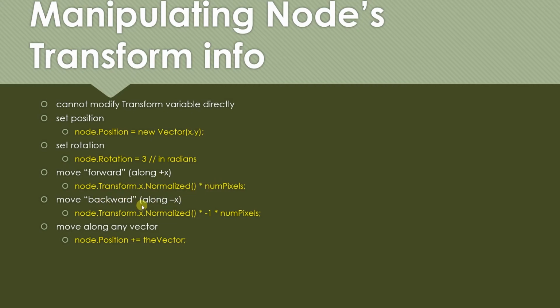To move backwards, simple. Once you normalize that x vector, multiply it by negative 1, this will flip it, and then multiply it by the number of pixels that you want to move. This is a more general case, so how do you move along any vector? Well, get your position and add the vector that you want to move along to your position.